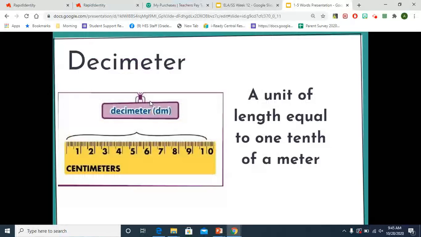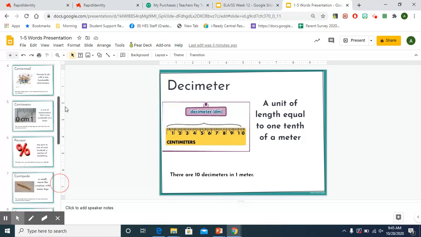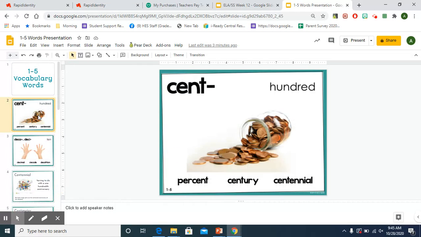And that's your words for this week, guys. Again, we're working on words that mean 100 and words that mean something to do with 10.